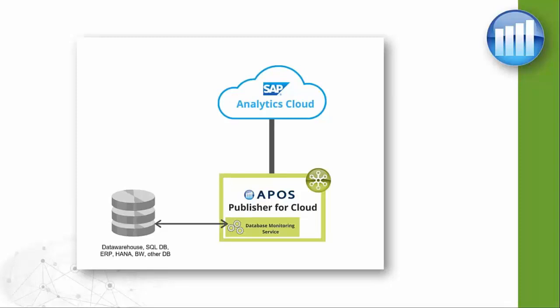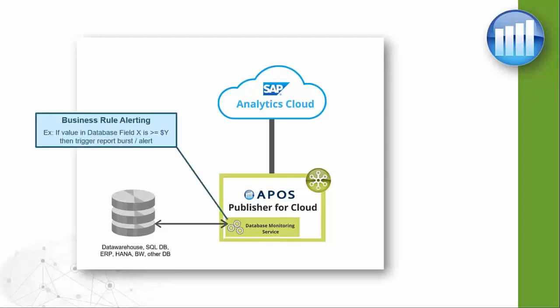So if you have a story that's connected to BW or data warehouses or SQL databases, ERP systems, HANA databases, or any other database system, we can connect to those databases directly with the database monitoring service. So once we have that data connection set up, now we can set up our business rules.